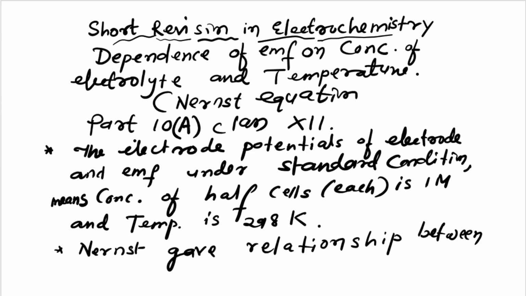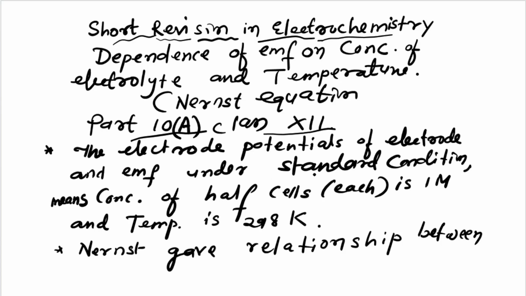This part is 10A, class 12th, and here 10B. I will explain the continuation of the Nernst equation also: the electrode potential of an electrode and EMF under standard condition.